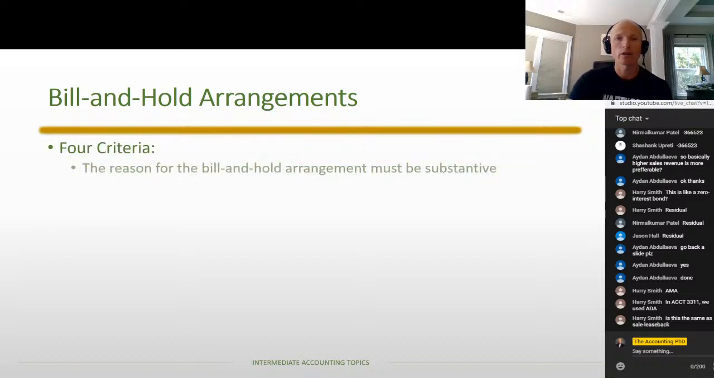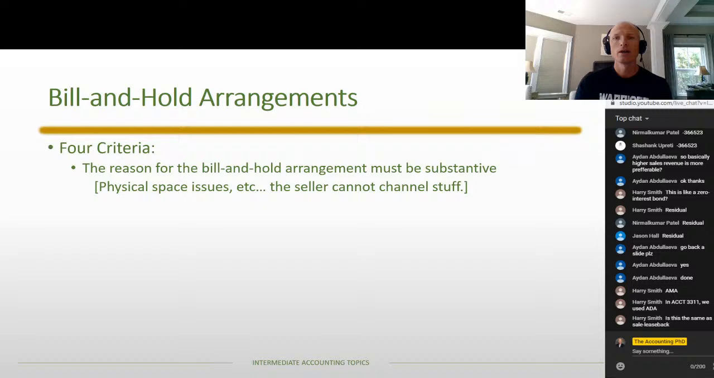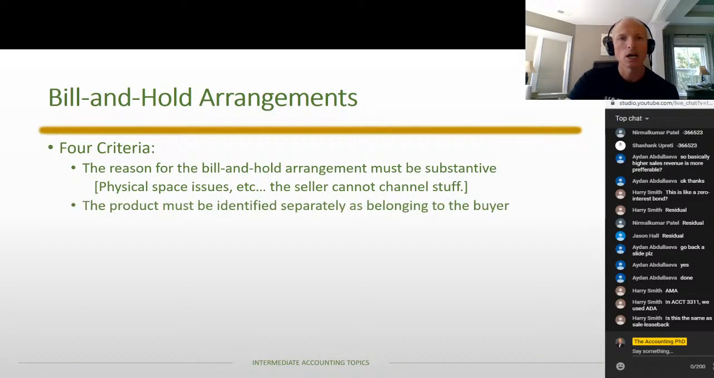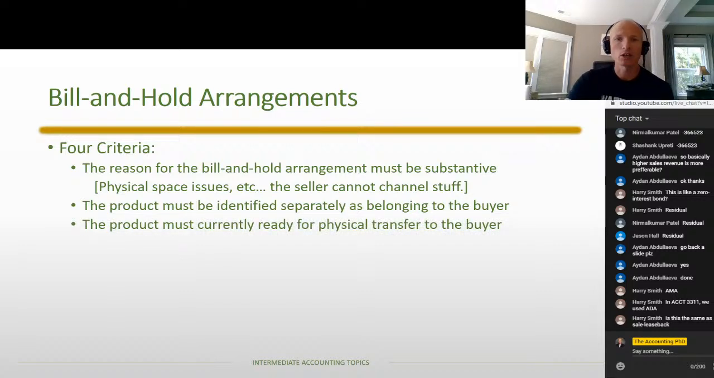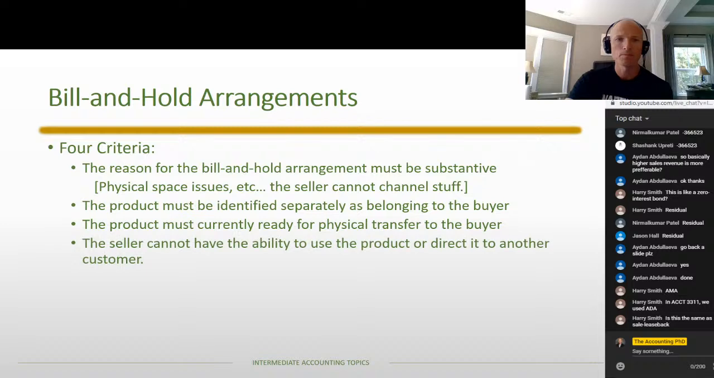So there's 4 criteria. First of all, the reason for the bill and hold arrangement must be substantive, and we'll talk about what that means in a second. So basically, there has to be either like physical space issues or reasons that the buyer can't take possession yet. They can't just channel stuff. It's very specific that channel stuffing is not legal. The product must be identified separately as belonging to the buyer. The product must be currently ready for physical transfer to the buyer, and the seller cannot have the ability to use the product or direct it to another customer.